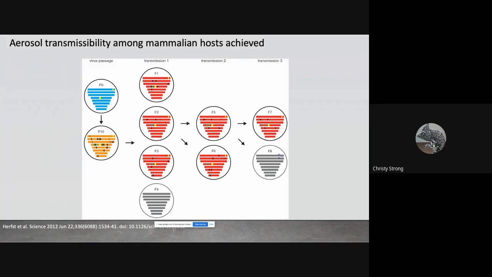F7, yes. F8, no. And so then they went back to all these original viruses and did a comparison of their genomes and said, hey, what's important? What's not? And they found 5 key mutations. And they wrote it up and they submitted it to Science. And there was another group that did very similar kinds of experiments, and they sent theirs to Nature.